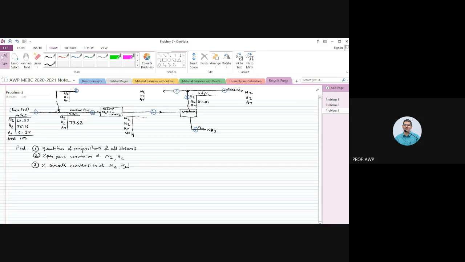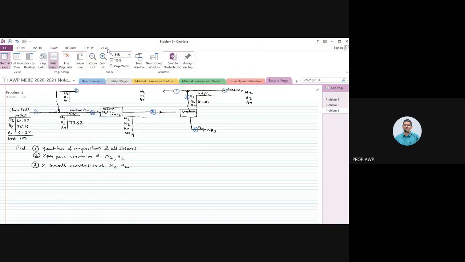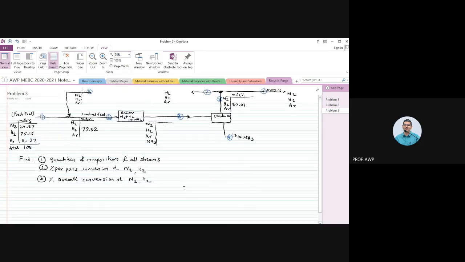If you have any doubts, you can always unmute yourself and ask. We have just given different numbers to different streams, 1, 2, 3, 4, 5, 6, 7, just for our convenience, just so that we can talk about different streams.